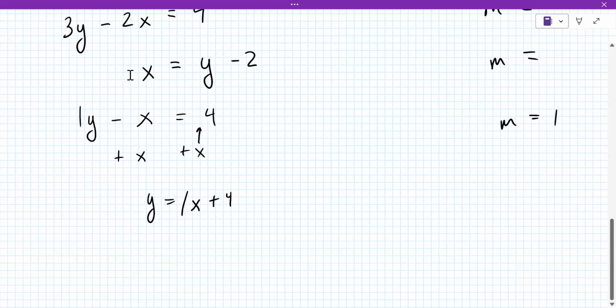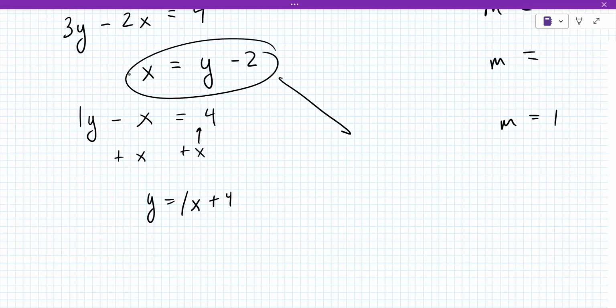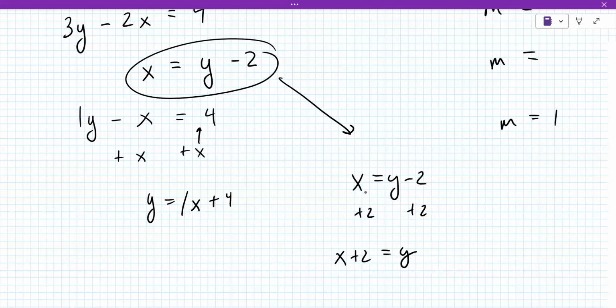This third one here, you can get x alone by moving the 2. You could add 2 and kind of flip the sides, or you can move the y by subtracting y, but I would probably just add the 2. On the left, it's x plus 2. On the right, it's y. But you can then flip sides. y equals x plus 2.